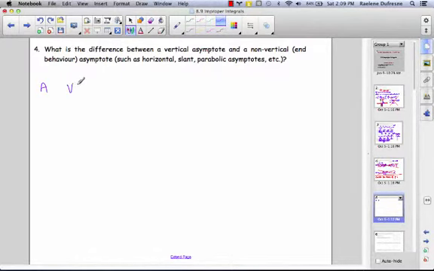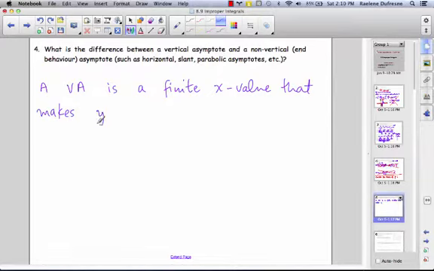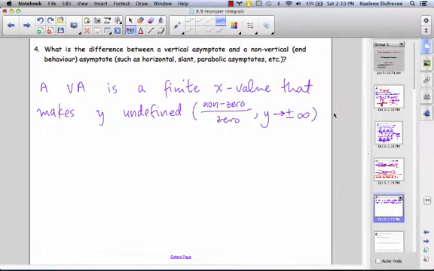A vertical asymptote is a finite x value that makes y undefined. And in order to make y undefined, we would say that y is non-zero over 0, or we would say that y approaches positive or negative infinity for that finite x value.